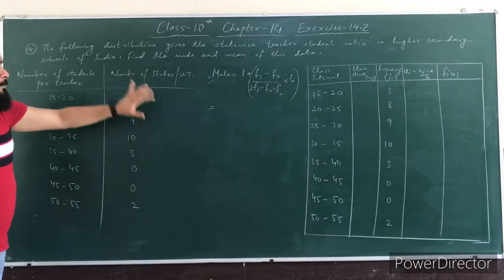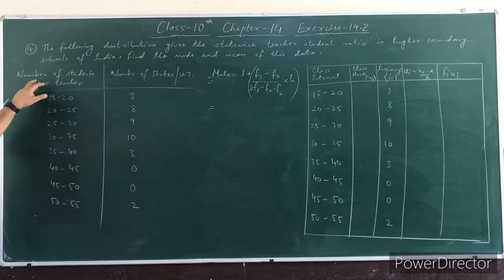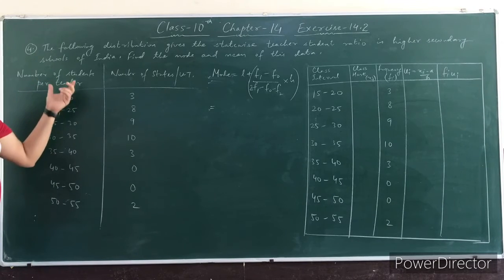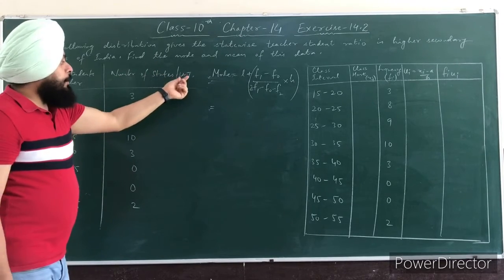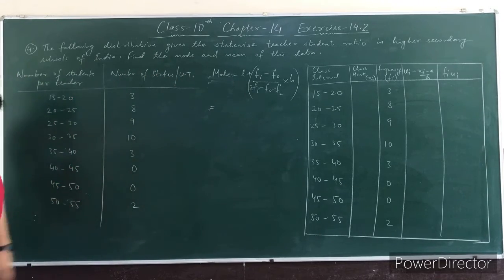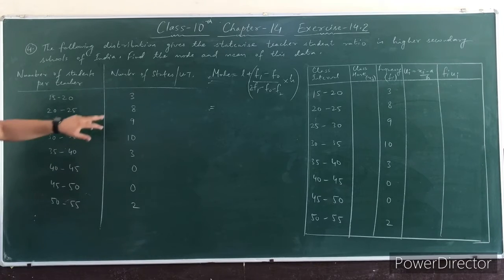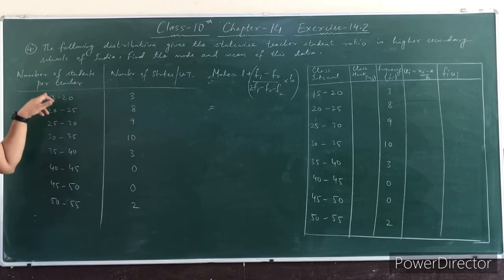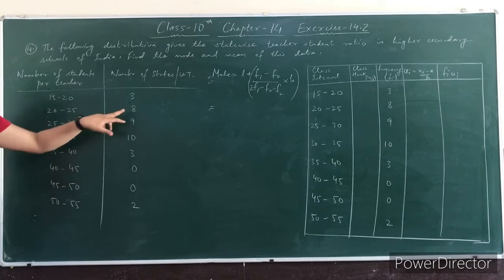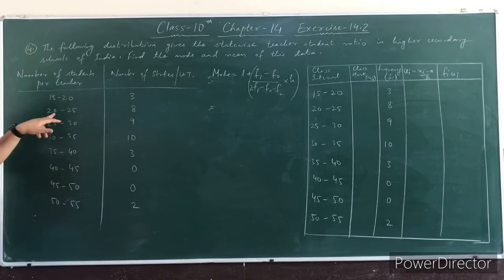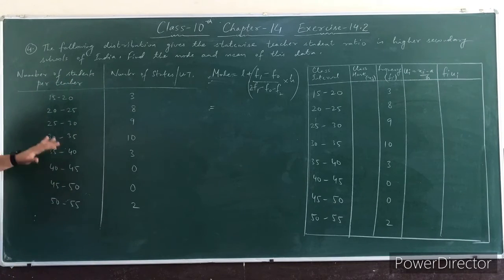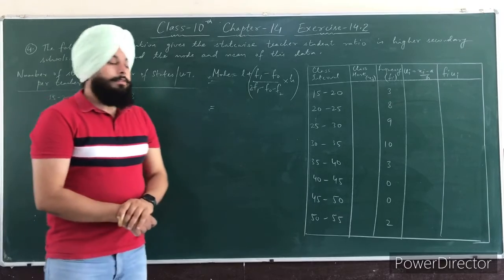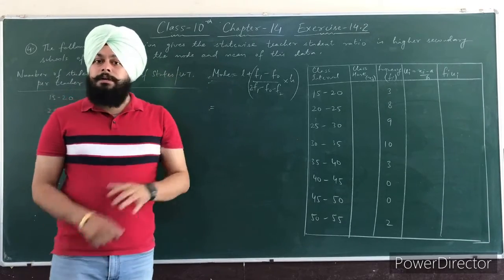So this is the following distribution table in which the number of students per teacher is given in the class interval, and the number of states and union territories is given in the second column. So in 3 states there are 15 to 20 students per teacher ratio. In 8 states there are 20 to 25 students per teacher ratio, and so on is given in this table. So first we will find the mode for this data.